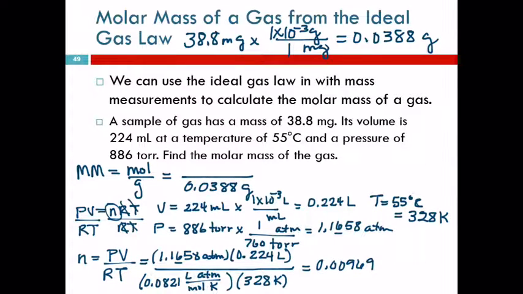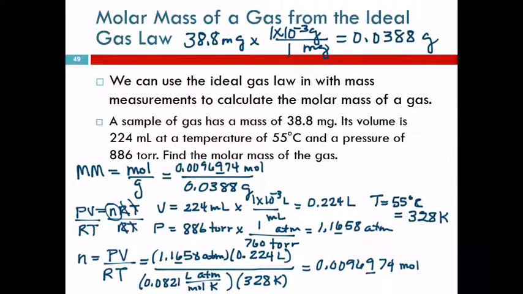0.00969, yeah, 3 sig figs again, 74 moles. That's the number of moles of gas in this sample. But we're trying to find the molar mass. And so that's that missing piece that we need right up here, the number of moles. 0.0096974 moles.